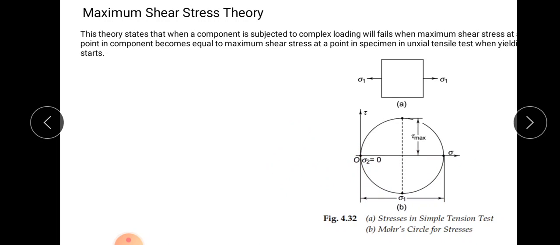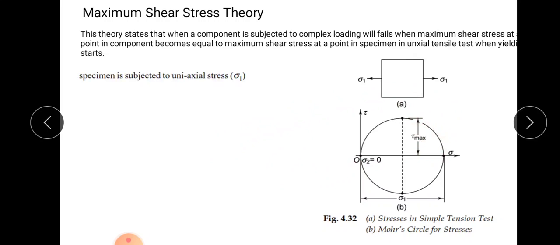Now again, I am not saying that sigma 2 is not present. It is present, sigma 3 is also present, but their magnitudes are 0. That is the only case. So in uniaxial tensile loading condition, sigma 1 has some specific value and sigma 2 will be equal to 0. And you will also get a value of tau max, which is nothing but the maximum shear stress, okay.